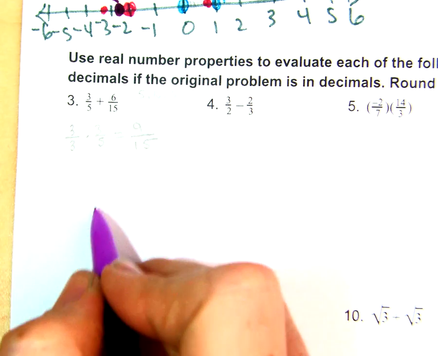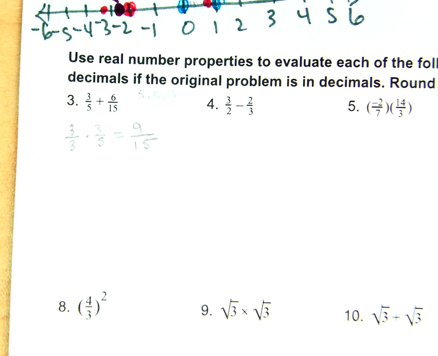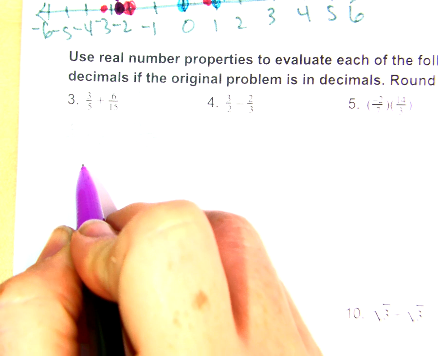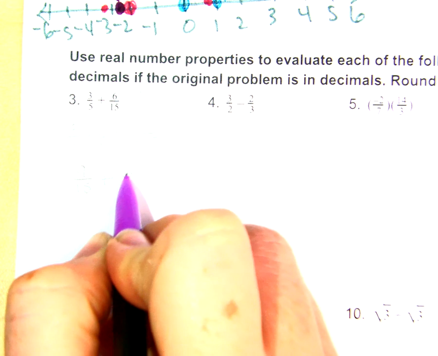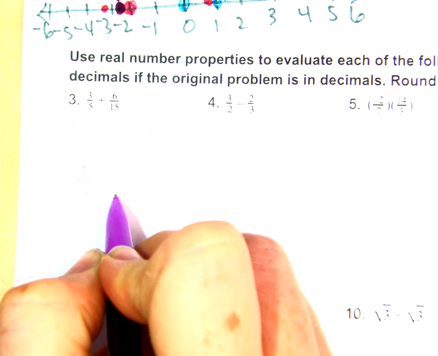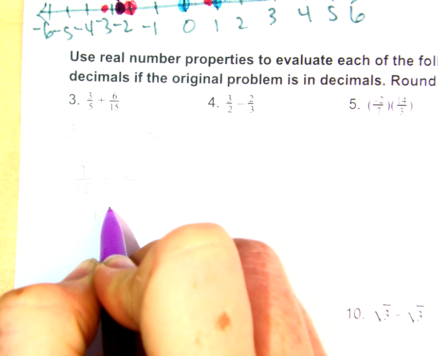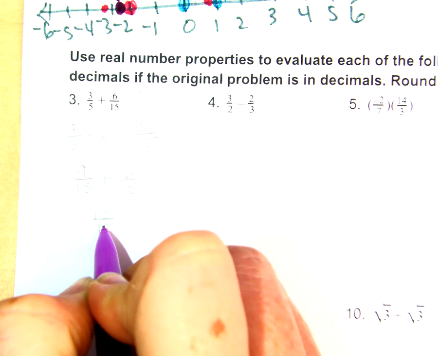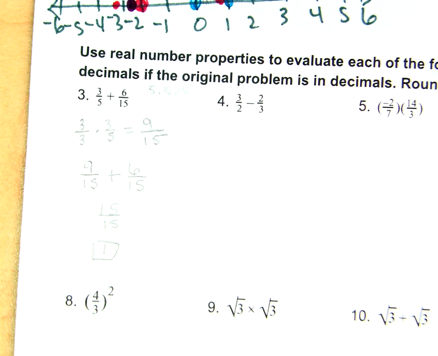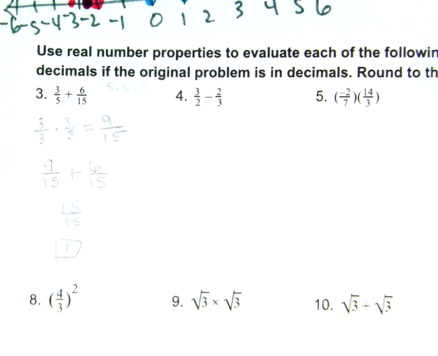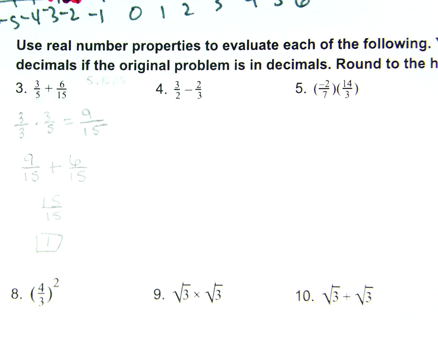And then I'm just going to combine, right? So I just made 3/5 look like 9/15. So we have 9/15 added to 6/15, right? And 9 plus 6 is actually 15, and 15 divided by 15 is actually 1. So this 3/5 plus 6/15 is actually 1 when we add them. Okay.